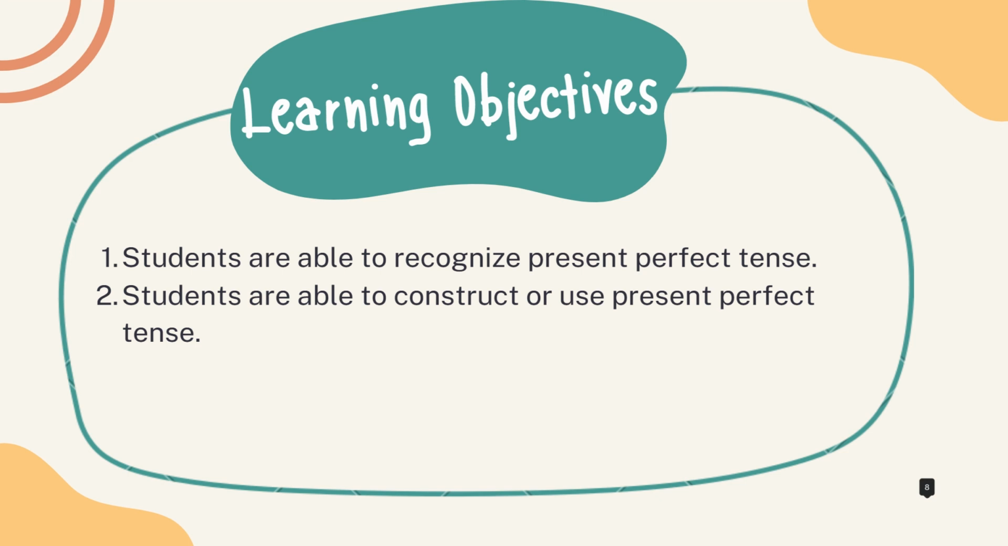Number one is students are able to recognize present perfect tense. So at the end of our lessons, you are expected to be able to recognize the present perfect tense. And learning objective number two is students are able to construct or use present perfect tense. At the end of our lessons, you are expected to be able to construct or use present perfect tense in sentences.